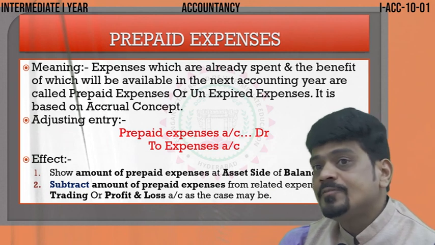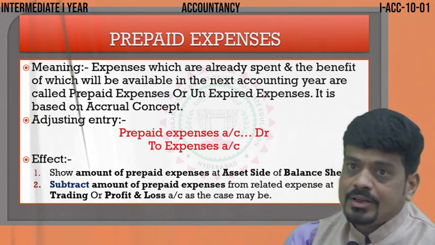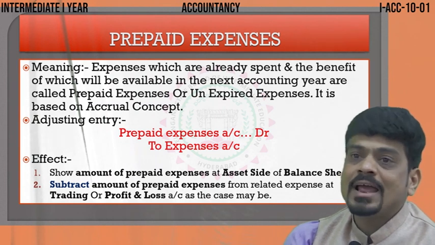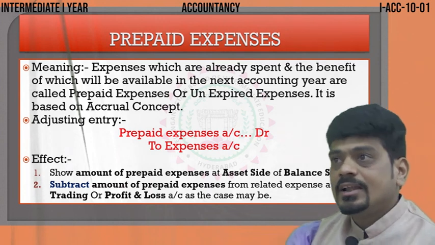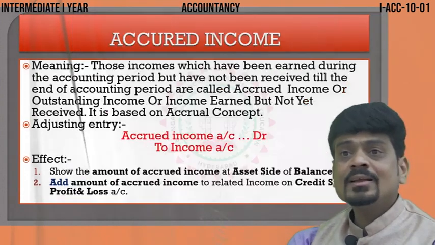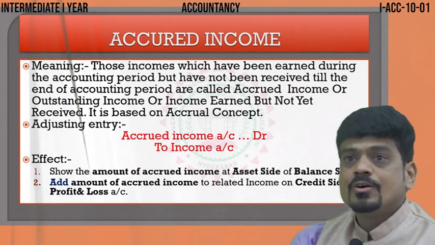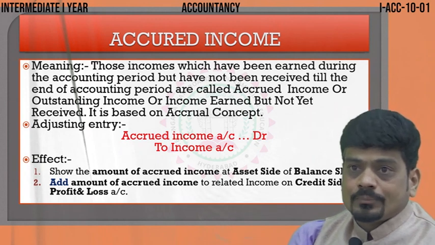Say for example, if I say prepaid rent, then you will subtract from rent. If I say prepaid wages, you will subtract from wages in the trading account. Like that, the adjustment for prepaid expense comes. Then comes the next adjustment for accrued income. What do you mean by accrued income?